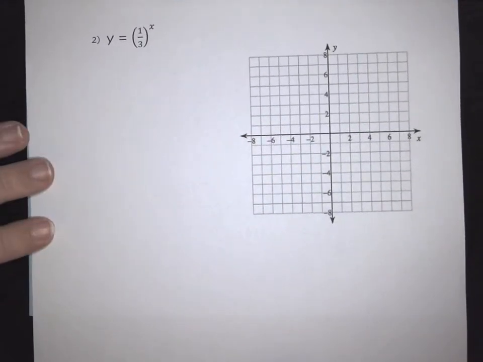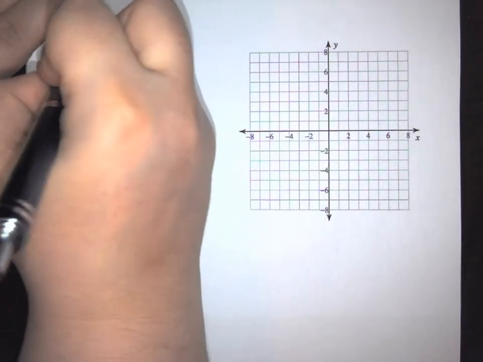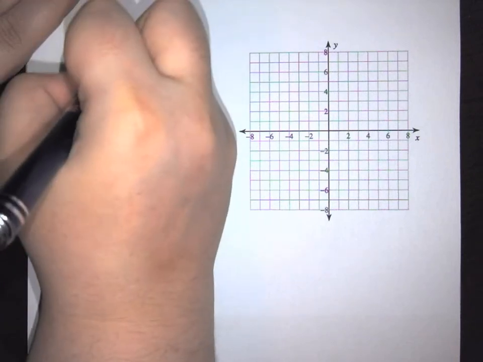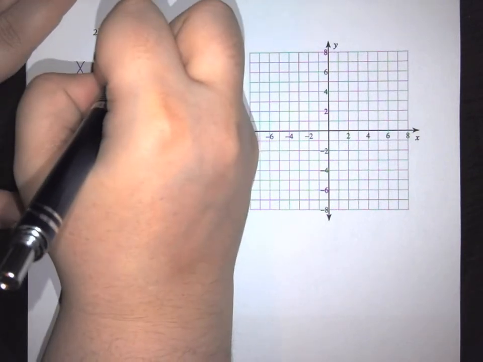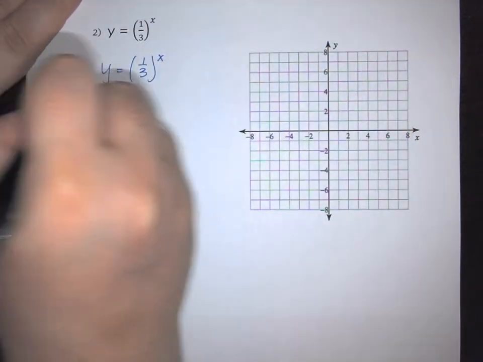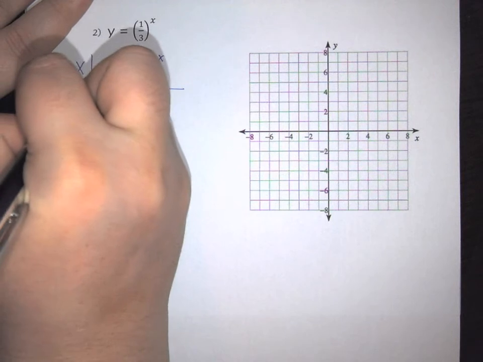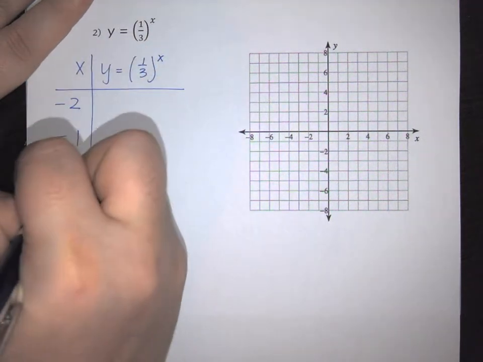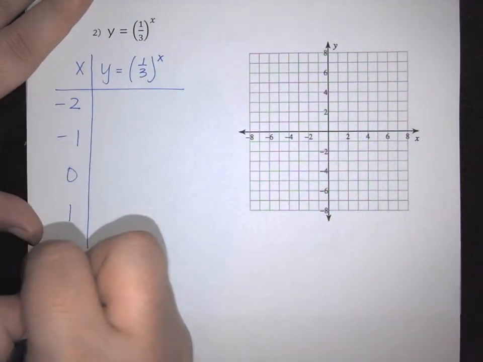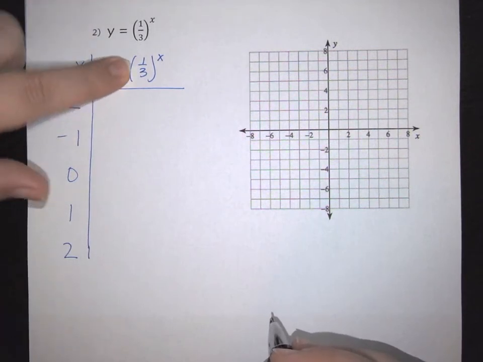Alright, let's look at this next one here, and we're going to do the exact same thing that we just did. We're going to make an XY table, so we have X and we have Y. My y this time is going to be 1/3 raised to the x power. We're going to use the same -2, -1, 0, 1, and 2, and look at what happens when my base is a fraction.